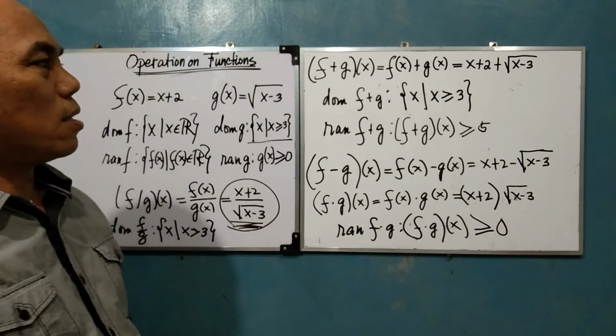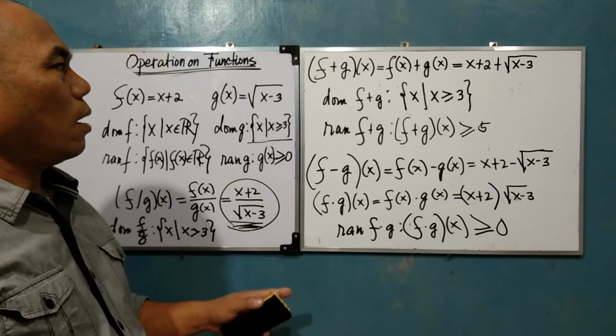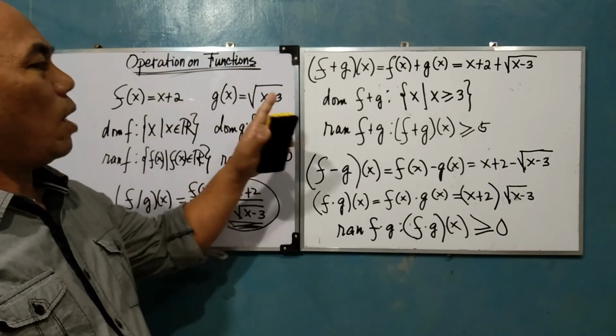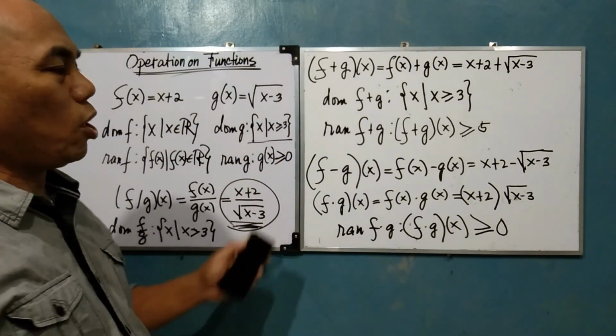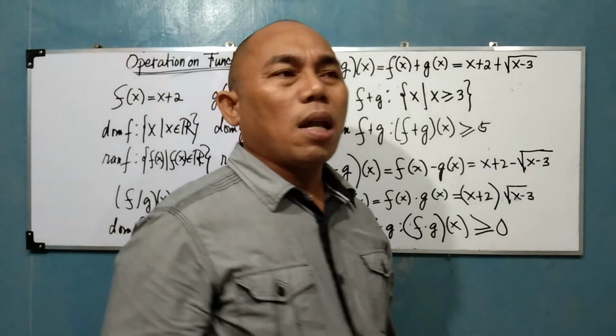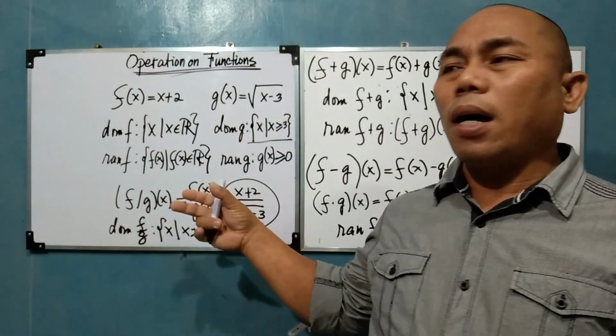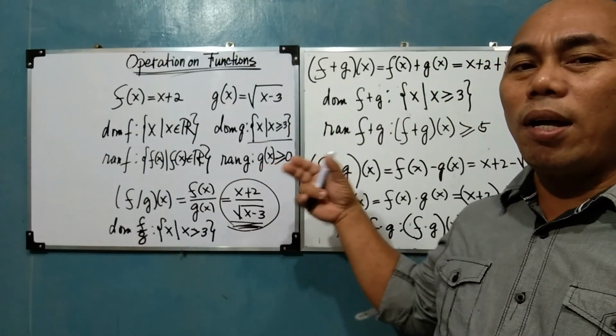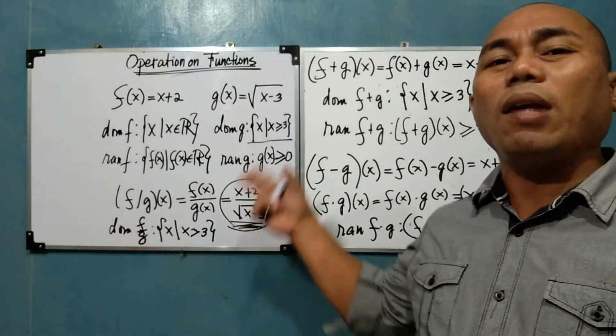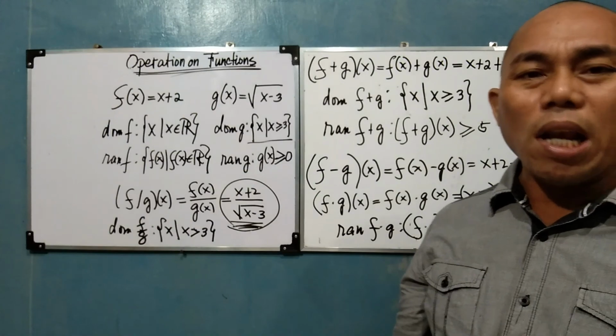So it's not just that you will get the sum, the difference, the product, and the quotient, but you have also to determine the domain and the range for which the sum, difference, product, and quotient are defined in the set of real numbers.